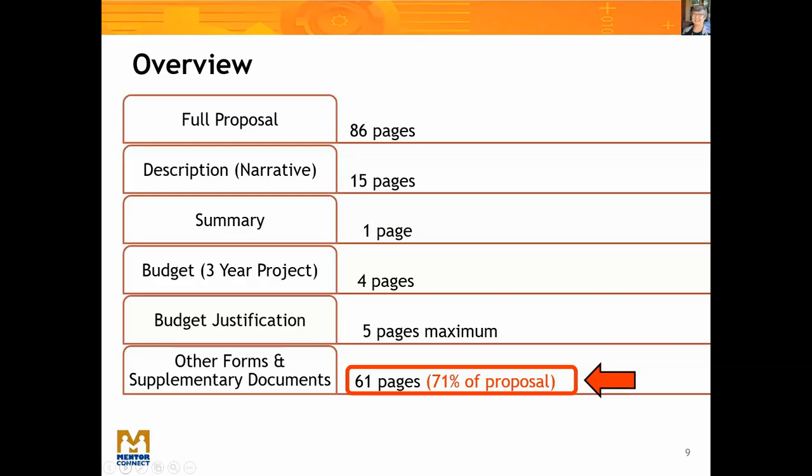Budget forms for a 3-year project will take up to 4 pages, which is a budget for each year and a cumulative budget page for the entire proposal. The budget justification filled 3 pages in this example, although NSF allows up to 5 pages for your budget justification. So far then, we've accounted for 23 pages of the proposal. That means forms and supplementary documents make up the other 61 pages, or 71% of this sample proposal.